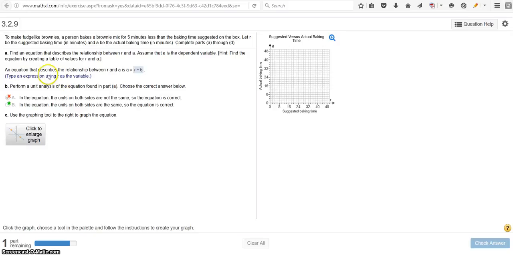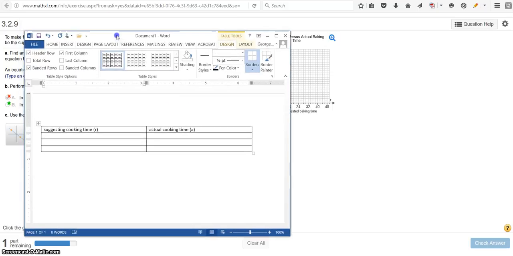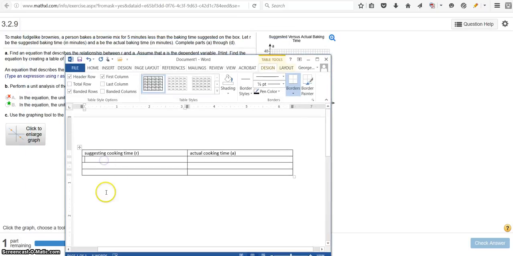All right, Tracy, here's the problem you sent. Part A, find an equation. You got that right. You have A is r minus 5. Perform a unit analysis. Well, I'm going to go back a little bit. What I would have done as part of finding this equation is I probably would have built a table. So maybe this will help with what you're thinking about.